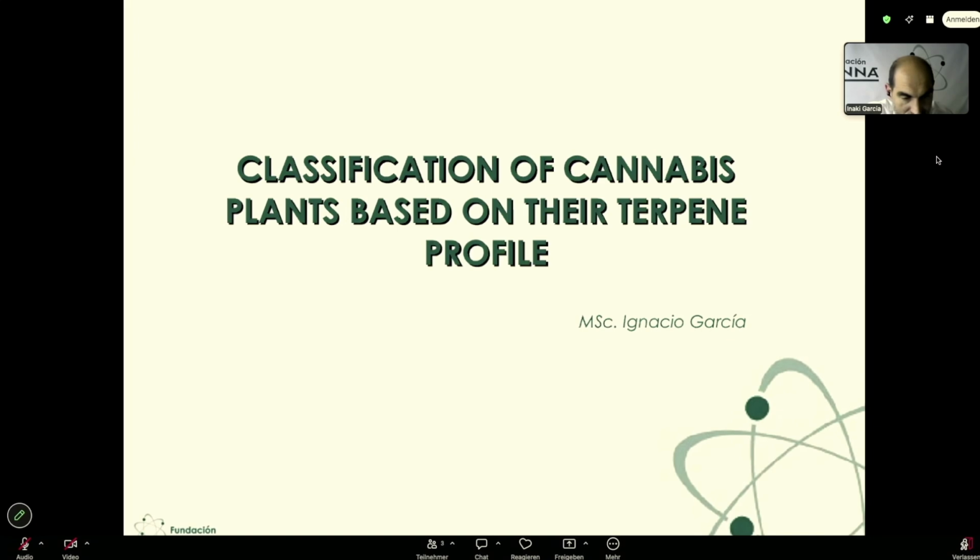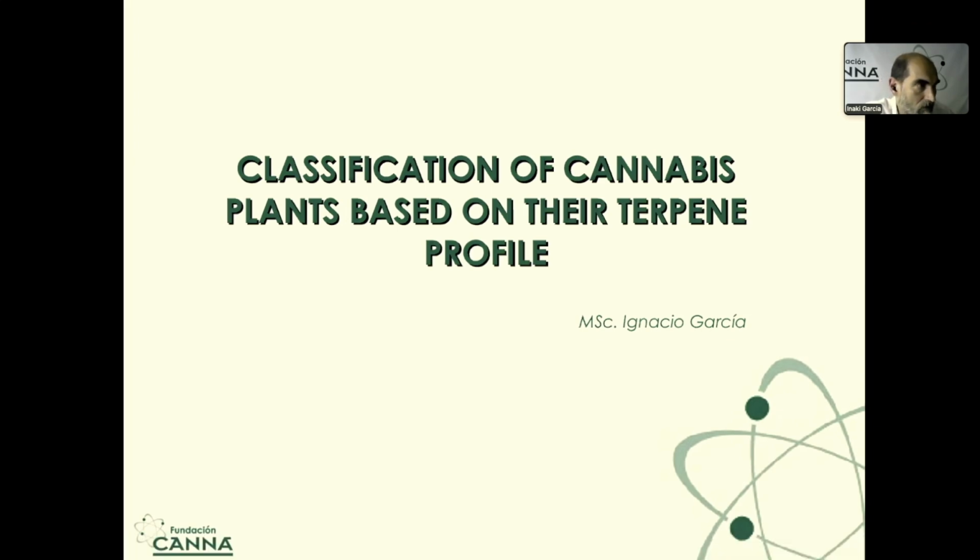And the second part is the laboratory, where we perform some kind of testing. We test several cannabis-based products for cannabinoids, terpenes, and other contaminants, okay? So in this presentation, what I am going to talk about is the classification of the cannabis plants based on their terpene profile, okay?